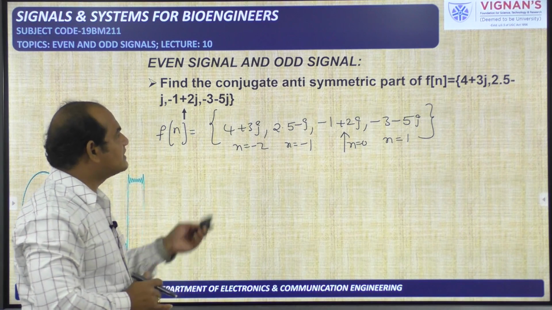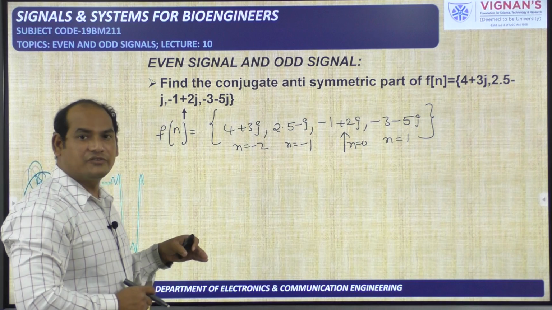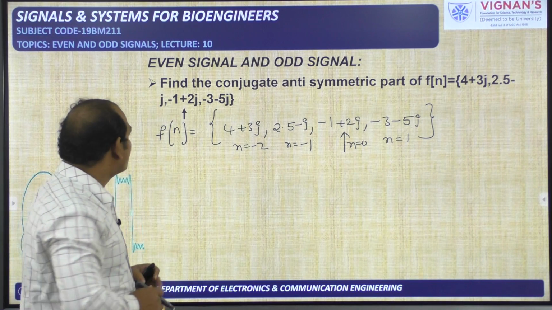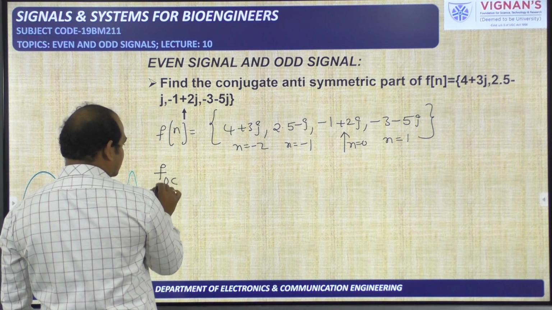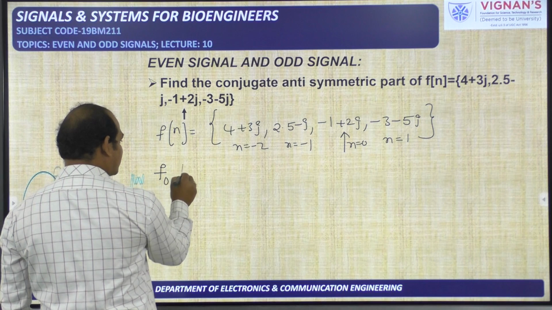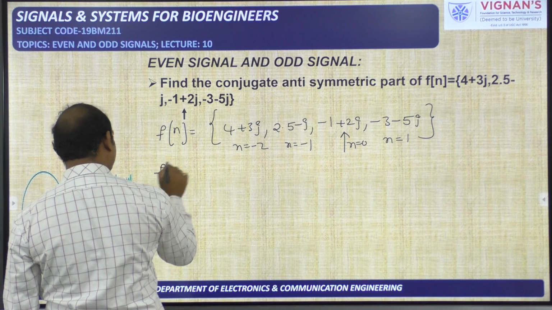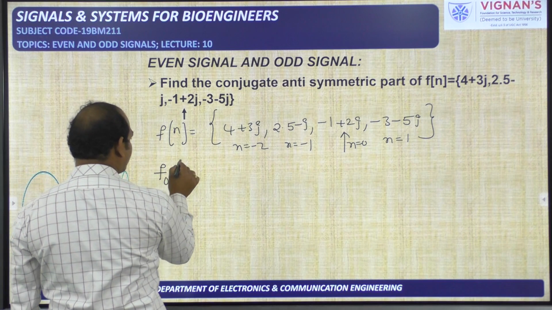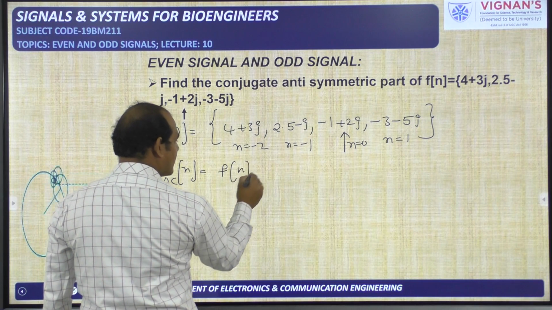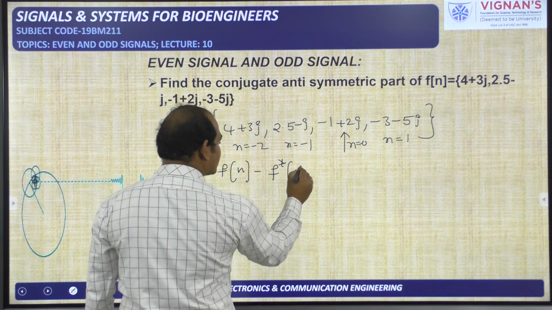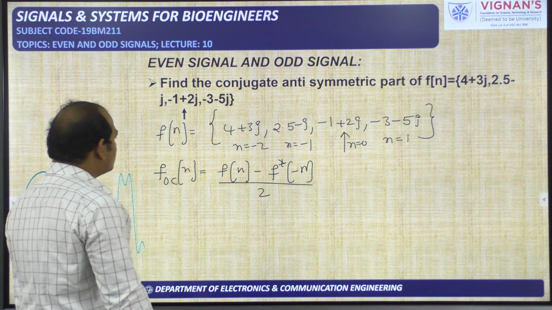Now for this we need to find the antisymmetric part. Conjugate antisymmetric part means we need to find the odd part. Simply we can tell like that. So what is the equation for that one? Odd c, that means the odd conjugate part of the signal f of n. Here in discrete domain they have given, so we have to take here n. What is the formula for this one? f of n minus f star of minus n by 2. This is the thing we need.